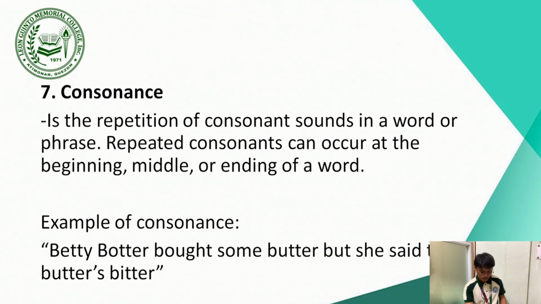The next one is number 7, the word is consonance. Compared to assonance, consonance is the repetition of consonant sounds in words or phrases. Repeated consonants can occur at the beginning, middle, or ending of a word. You may recognize this as a form of classic children's tongue twister, like Betty Butter bought some butter, but she said the butter's bitter. The repeated B's and T's give a jingly, rhythmic quality to the speech.